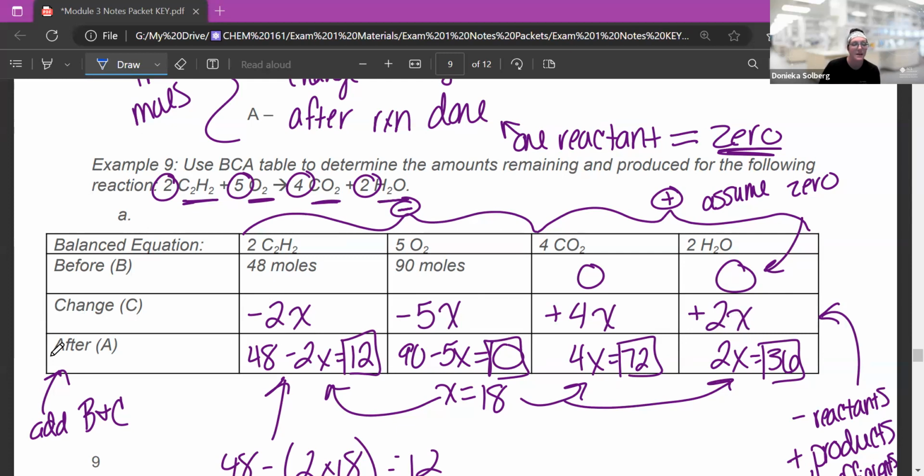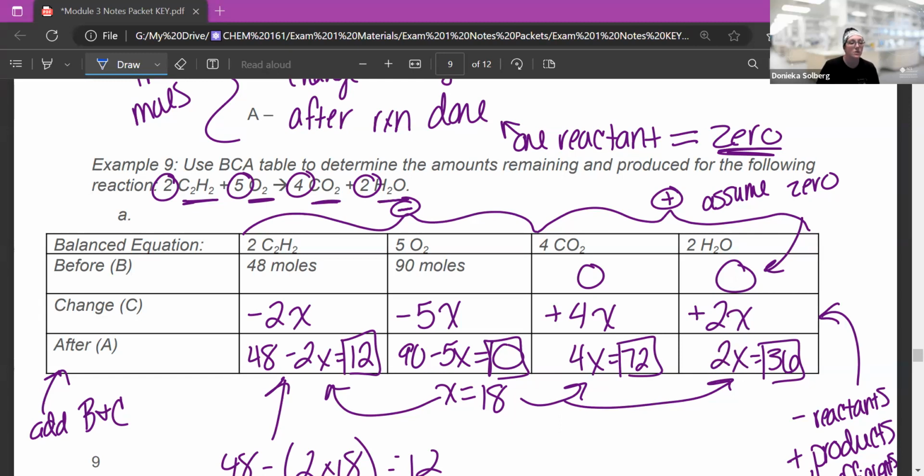Now, after is when they have reacted. So it'll be how much you started with, in this case, minus how much you used. So 48 minus 2x. Same thing over here, 90 minus 5x. That's how much I would end up with. Over here, it would be 0 plus 4x. So I'm going to end up with 4x. And over here, I'm going to end up with 2x. Okay, ignore the numbers that I have written in there right now.